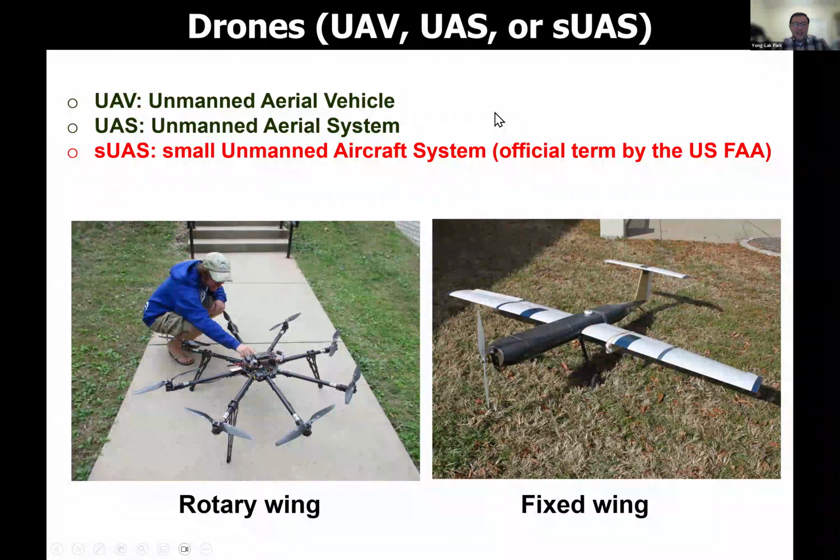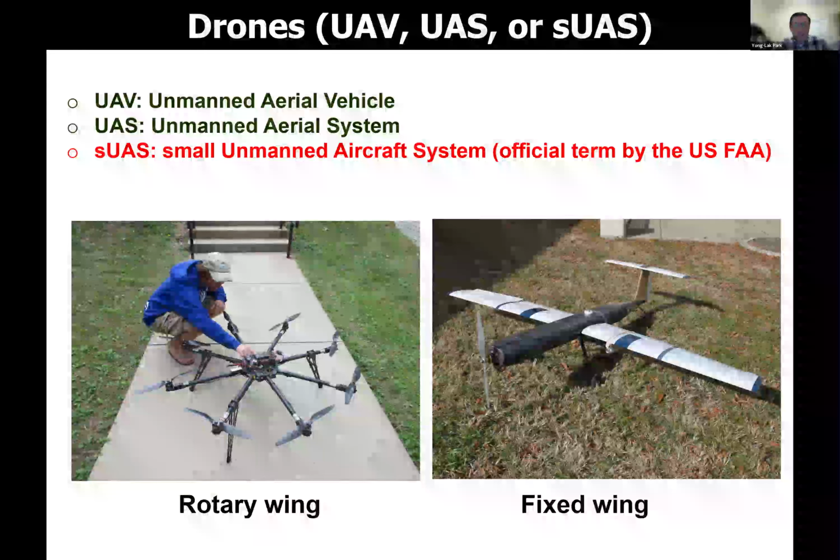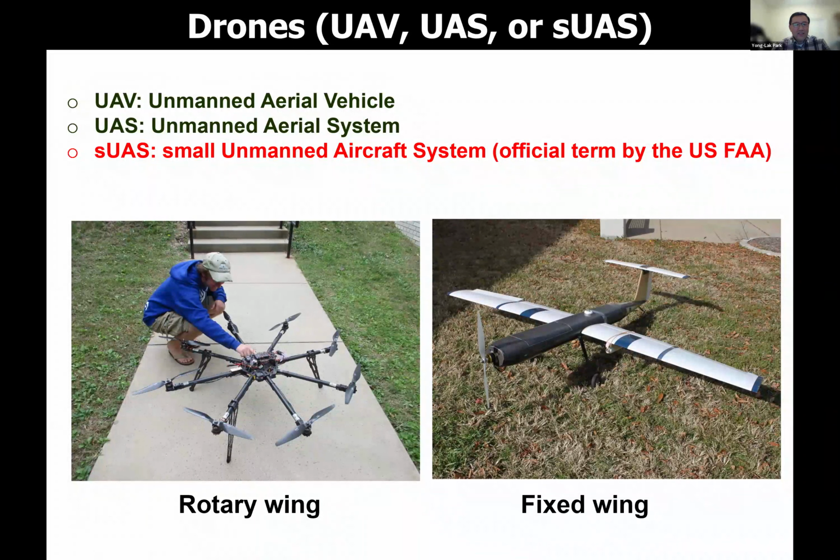Engineers generally use the term UAV, unmanned aerial vehicles, or UAS, unmanned aerial systems. But in the United States, we have the Federal Aviation Administration, which defines the drone as UAS, unmanned aircraft system. Sometimes we put an S in front, which means small. Less than 55 pounds becomes a small unmanned aircraft system.